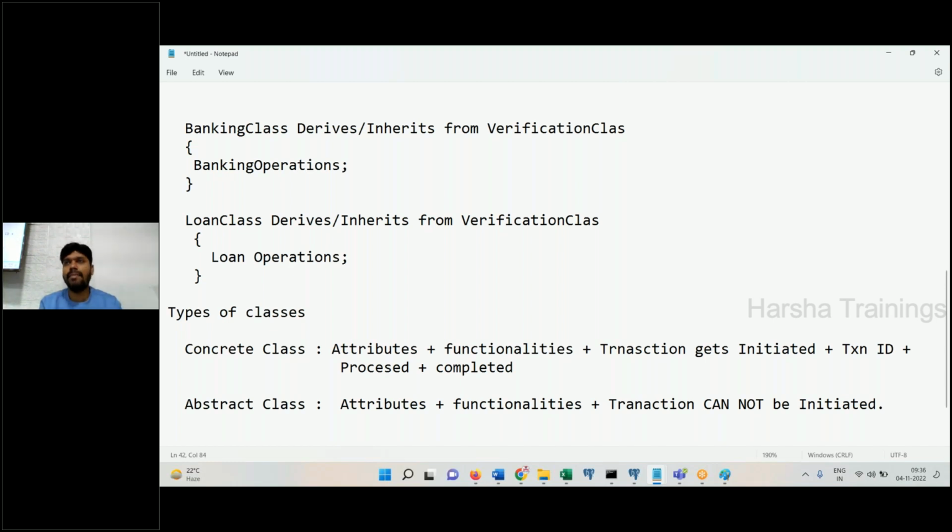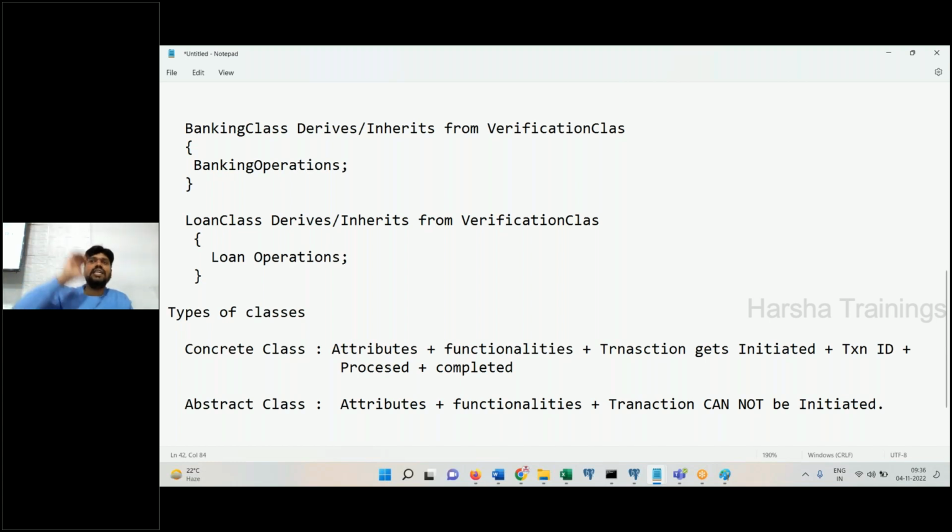Same example, you go: banking, insurance, loan, and verification. Suppose in the verification department, can I initiate a loan transaction? Can we initiate a loan transaction in the verification department? Can we initiate a banking transaction in the verification department? Can we initiate an insurance transaction in the verification department? For all this, the answer is no, you cannot.